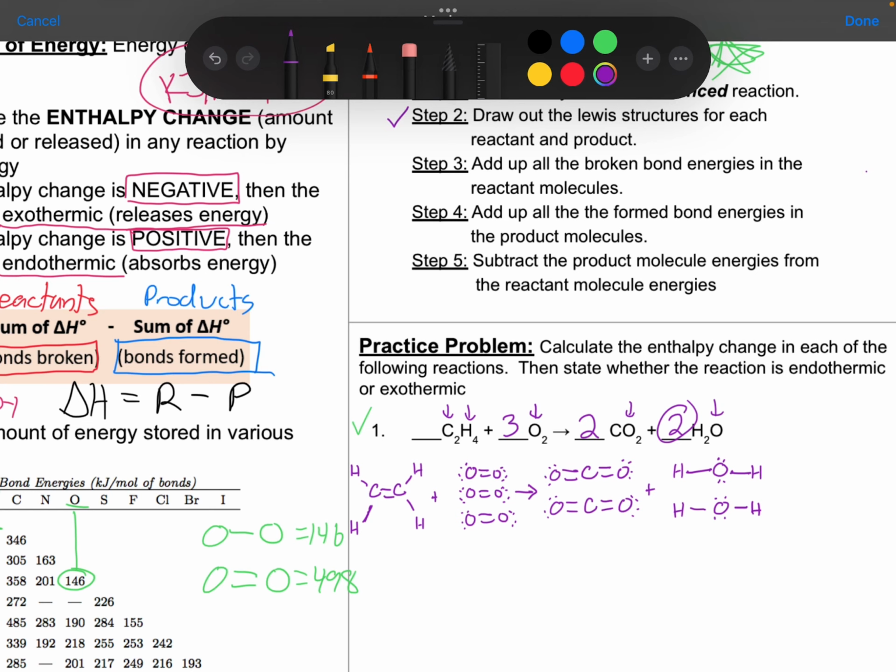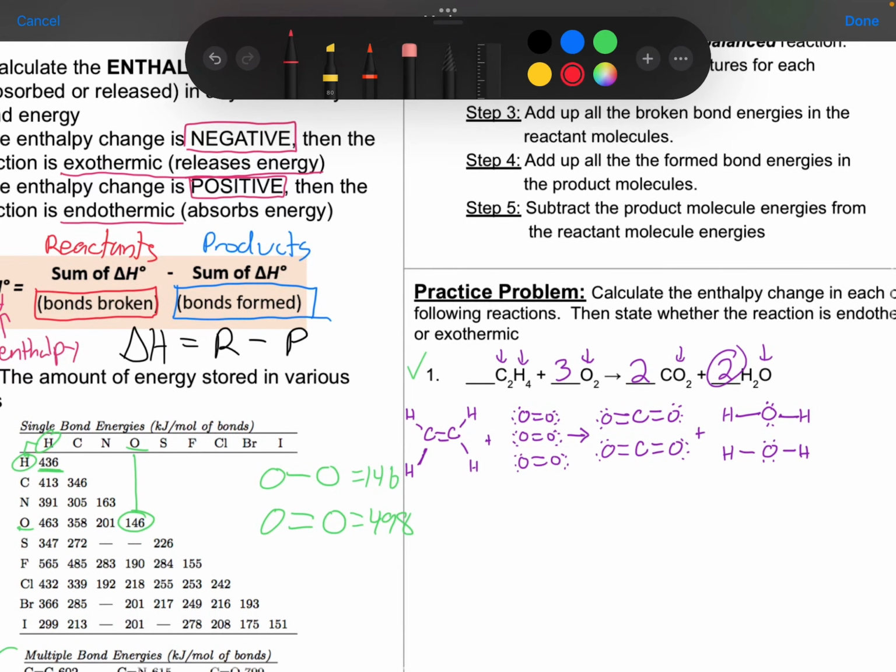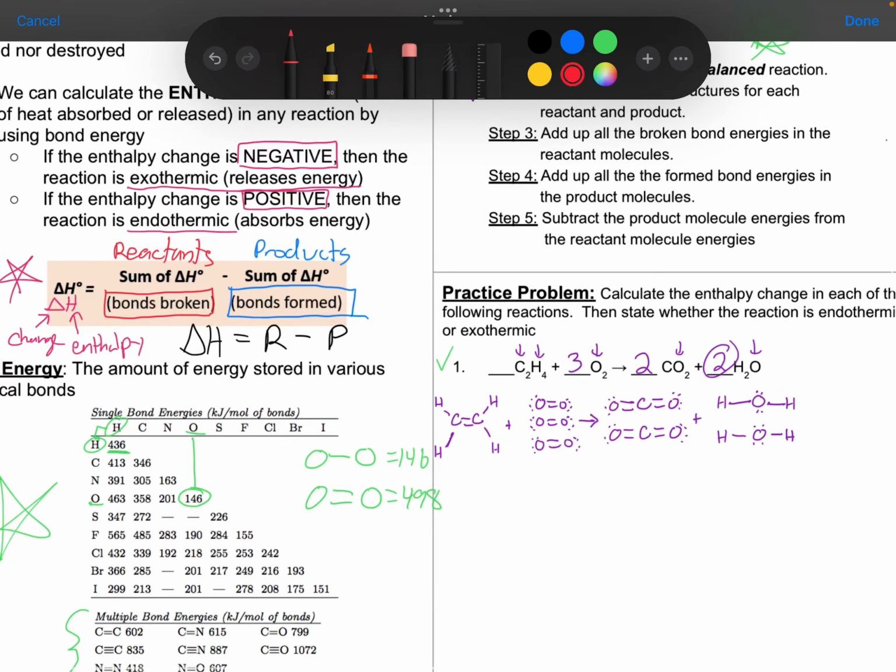In step 3, we need to add up all of the broken bond energies. So I'm going to switch colors really quickly. And I'm going to move this up a little bit so that we can see this table. So our broken bond energies is our reactants. So now I'm actually moving into figuring out my calculation, right? So I know that my delta H value is going to be the sum of the reactants minus the sum of the products. So we need to first figure out what kind of reactant bonds I'm even looking at here.